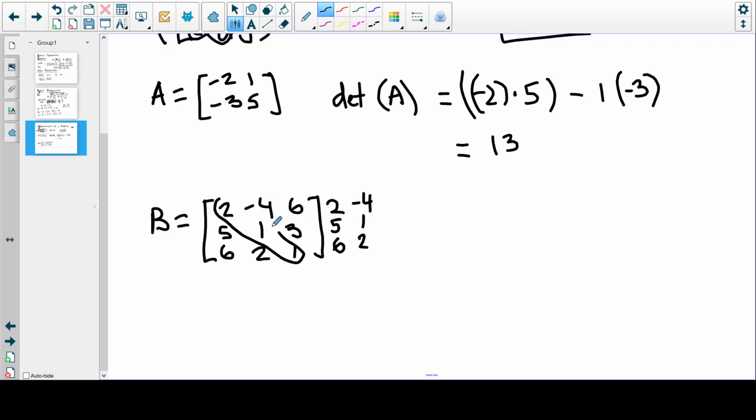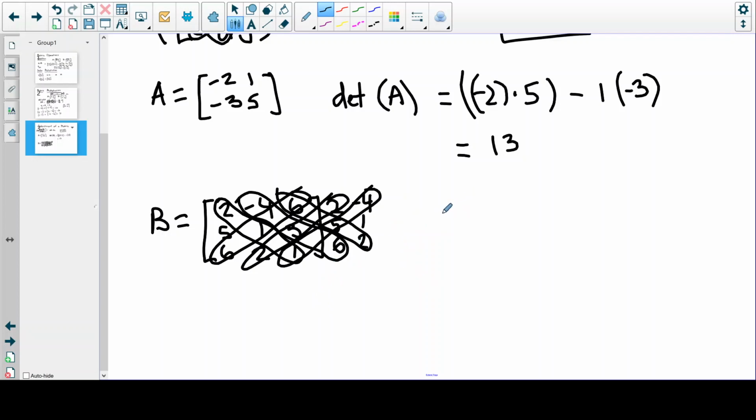Now what we're going to do is take this diagonal and multiply those terms together, add it to this diagonal, and then multiply those terms together and add it to this diagonal. And then subtract these terms multiplied together, added to this diagonal, and then added to the multiplication of these terms in this diagonal. I know it seems a little complicated, but we'll work through it here.